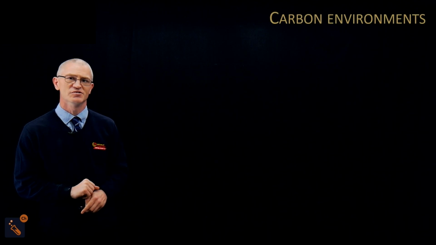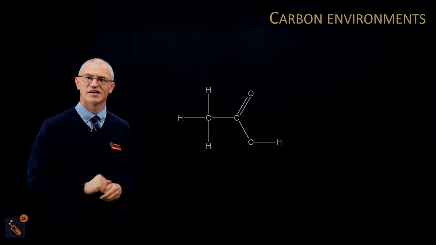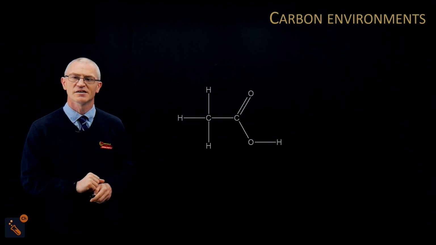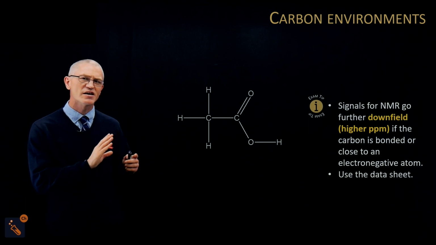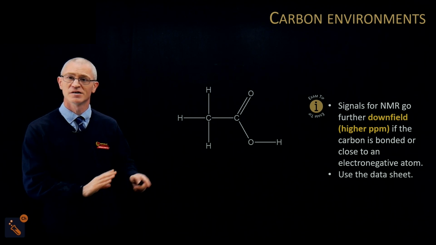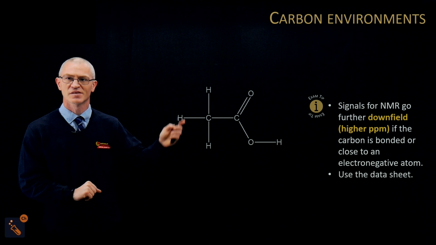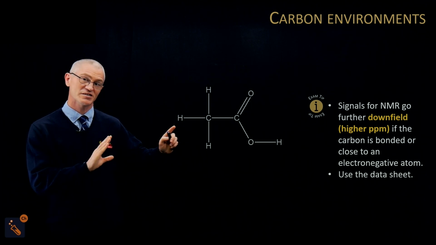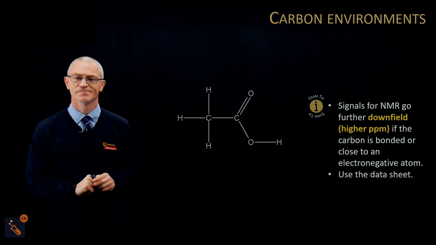Now the carbon environment. We're going to talk about a simple molecule of ethanoic acid to start off with. This will make sense as we go along, but let's talk about our exam tip. The signal for NMR will go further downfield at a higher ppm if the carbon we're looking at is bonded to an electronegative atom. Now that again will make sense, and we'll talk about it all the way through our examples, so don't worry if it doesn't quite work for you now.